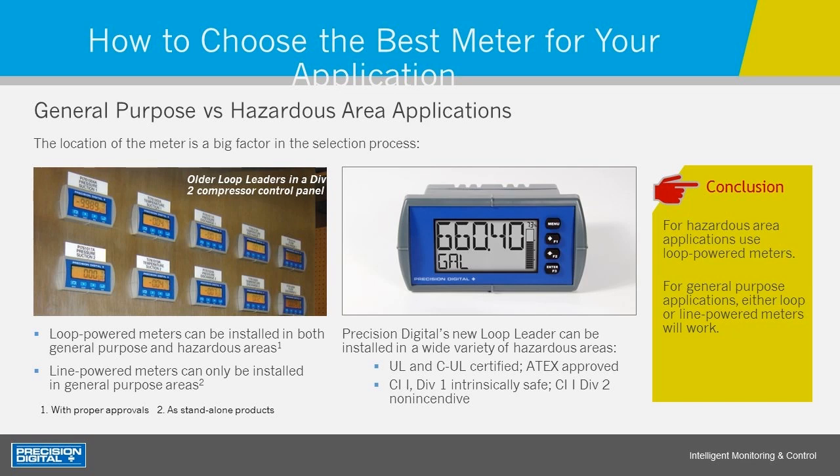So if you know you want a panel meter that is relatively inexpensive considering the approvals it comes with, that's easy to install in panels, or you are or work with Class 1 Div 2 panel shops, especially UL panel shops, then I would look to a 2-wire loop-powered meter like our loop leader that's got UL and cUL marks for hazardous areas. It's ATEX and IECEx approved, and it does Class 1 Div 1 and Class 1 Div 2 because it's both intrinsically safe and non-incendive.